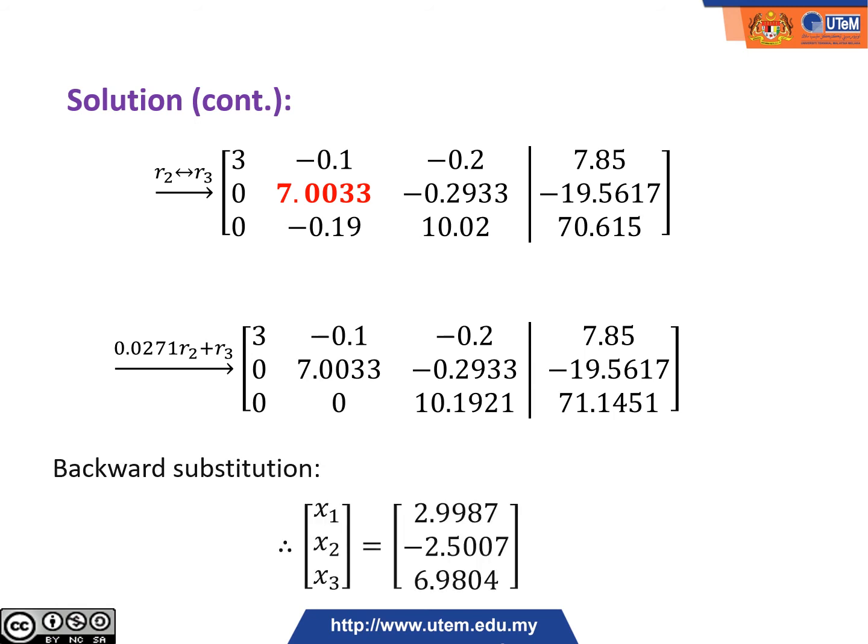Finally, through back substitution, the solutions are calculated, where x1 is found to be 2.9987, x2 is -2.5007, and x3 is 6.9804.